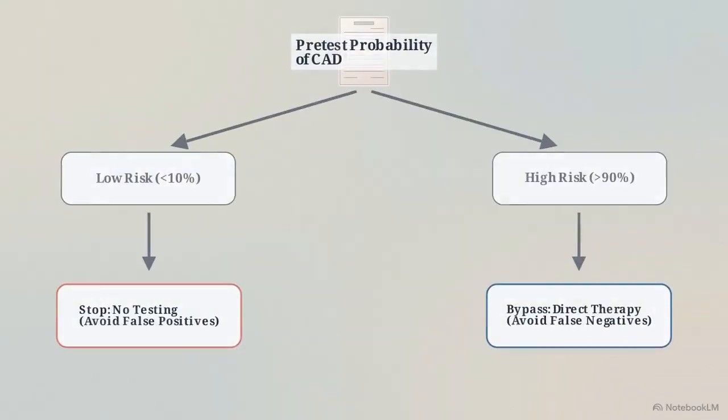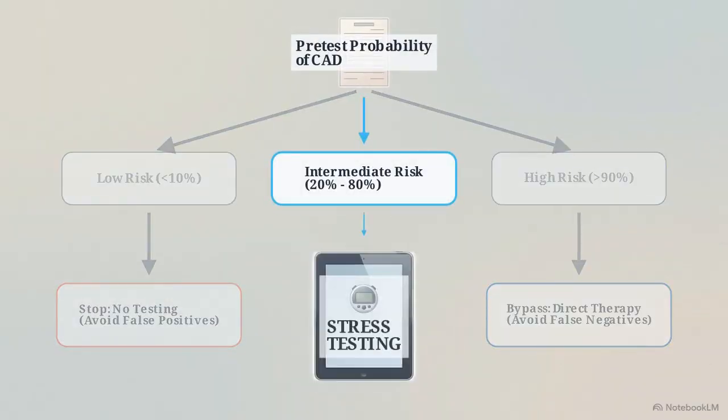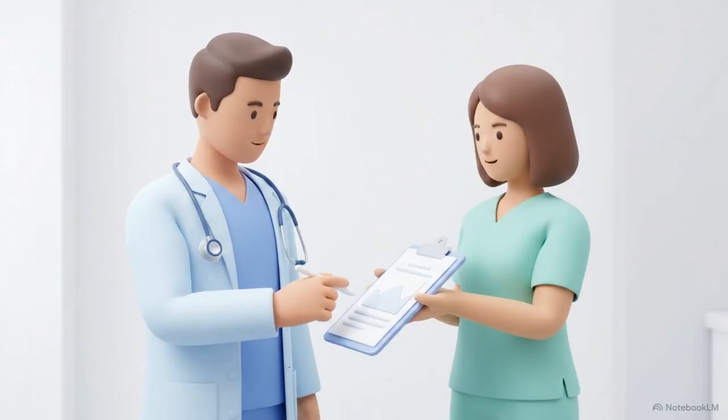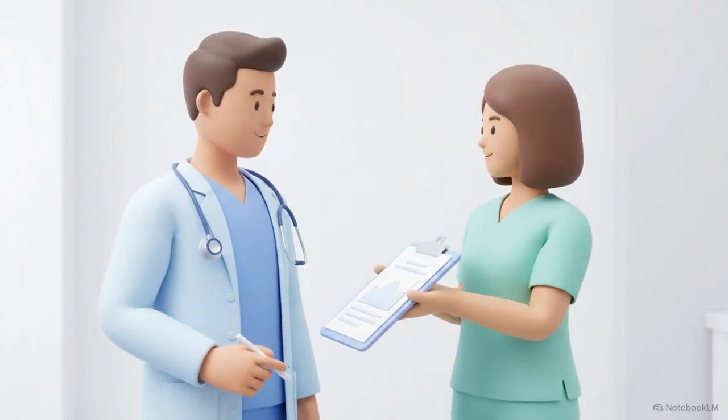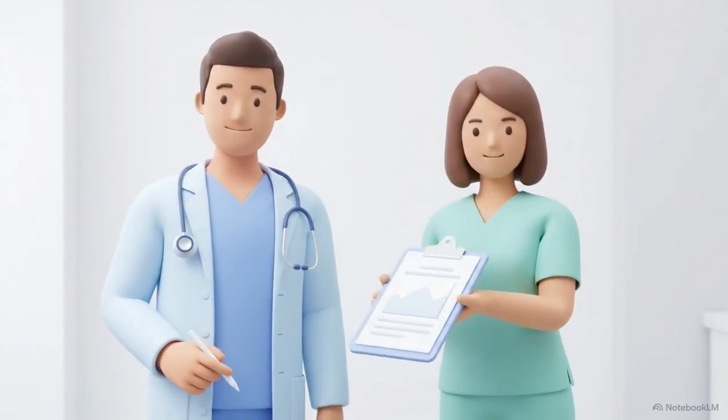That leaves the intermediate probability pathway. This is the only clinical cohort where stress testing is formally indicated. Diagnostic testing is only deployed when the results will actively alter patient management. For stable CAD, that mandate only applies to the intermediate risk group.